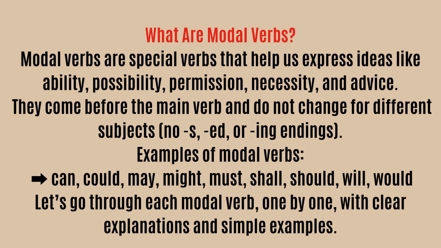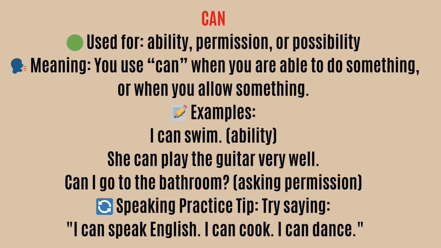Let's go through each modal verb, one by one, with clear explanations and simple examples. Can. Used for ability, permission, or possibility. Meaning, you use can when you are able to do something, or when you allow something. Examples: I can swim, ability. She can play the guitar very well. Can I go to the bathroom? Asking permission.